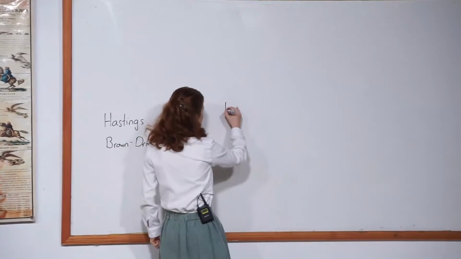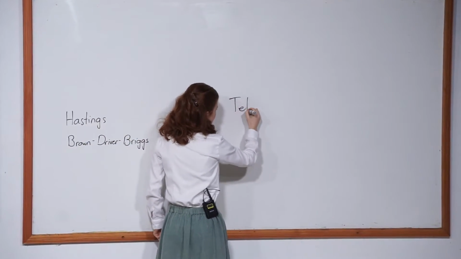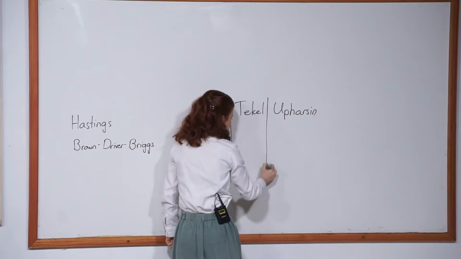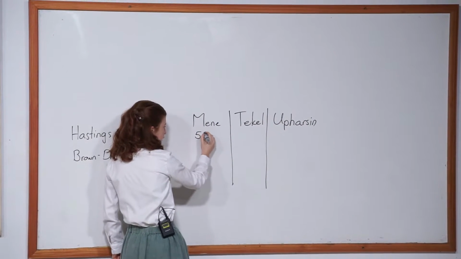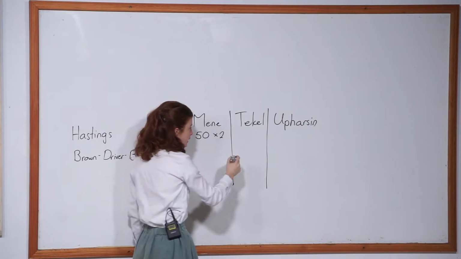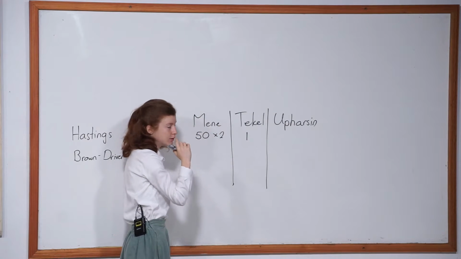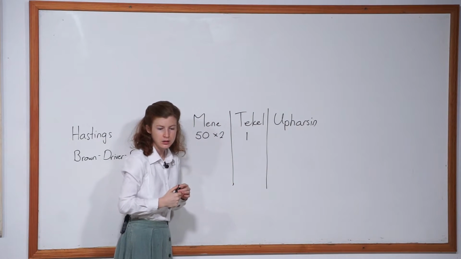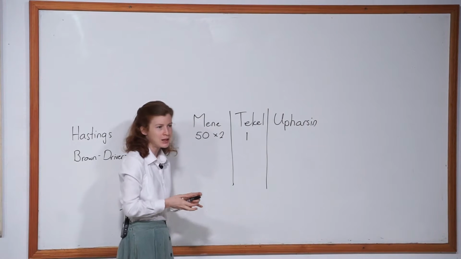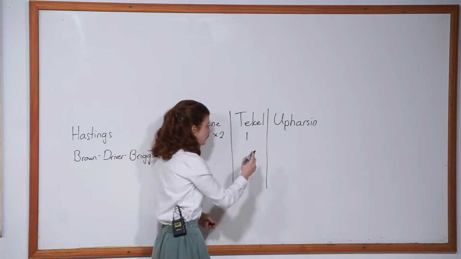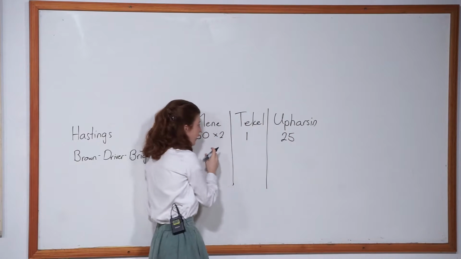So depending on the region, we looked at the Mene, Tekel, and Ufarsin. And we found that the Mene could equal 50, and that there's two of them. The Tekel is equal to 1, and Ufarsin means to be divided, which is why Daniel says your kingdom is divided. It's half of a Mene, so 25.